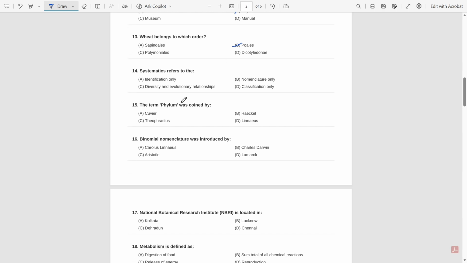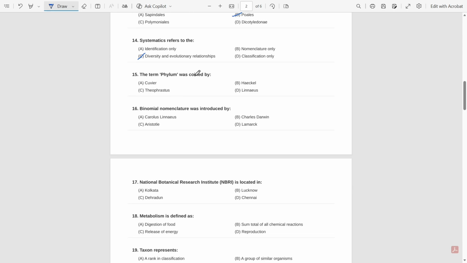14. Systematics refers to the A. Identification only. B. Nomenclature only. C. Diversity and evolutionary relationships. D. Classification only. The answer is C. Why? Systematics combines taxonomy with phylogeny, the evolutionary history.